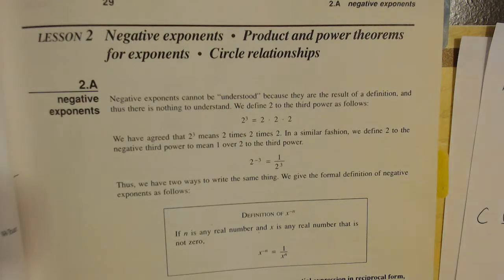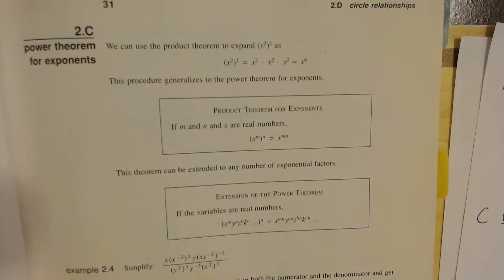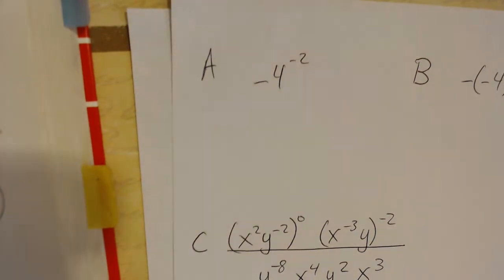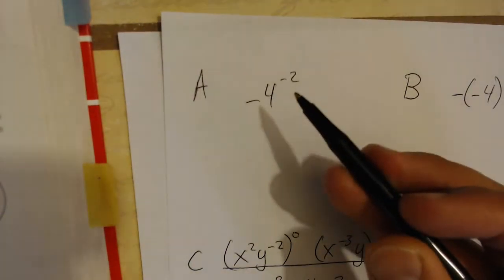Algebra 2, Lesson 2, Negative Exponents, Product and Power Theorems for Exponents and Circle Relationships. Beginning with practice A through D. So the first one, A, is to simplify a number with a negative exponent.